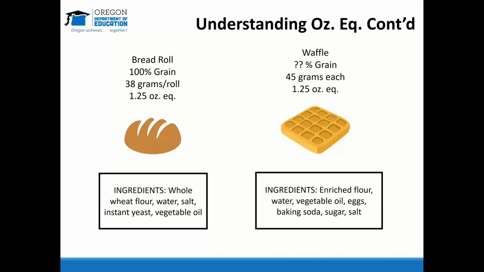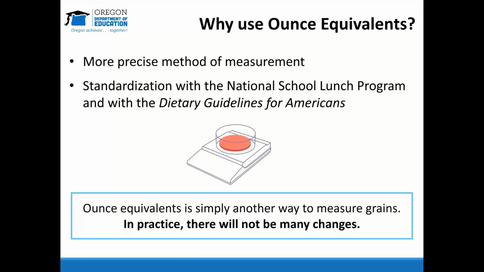When you take into account all these other ingredients, you can see how both items may have the same amount of creditable flour, but the addition of all of these other ingredients results in a heavier weight for the waffles. So now that you know that, the reason why we use ounce equivalents is because it allows us to be more precise with our measurements.